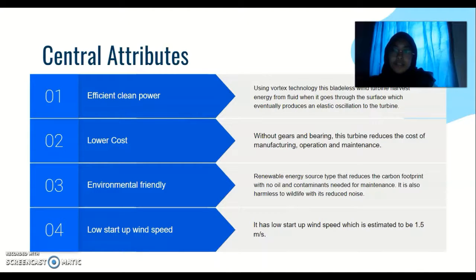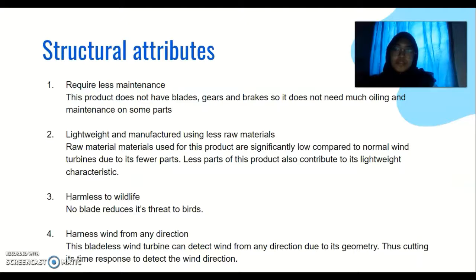The final attribute is a low startup wind speed, which is estimated to be 1.5 meters per second. So the structural attributes: the first one is that it requires less maintenance. This product does not have blades, gears, and brakes, so it does not need much oiling and maintenance on some parts. So the second one is lightweight and manufactured using less raw material.